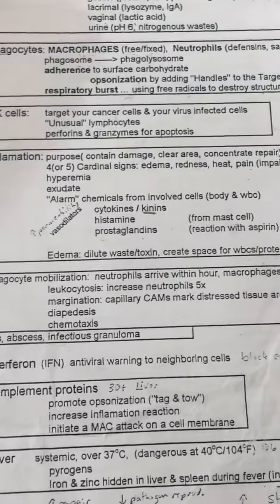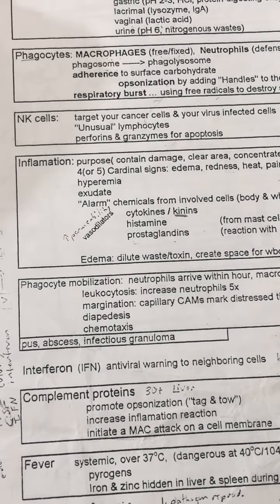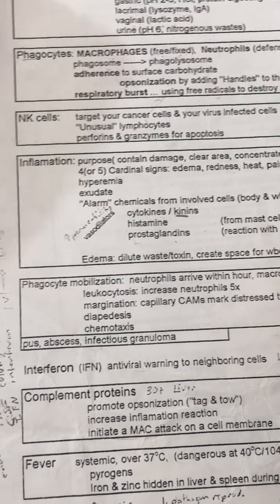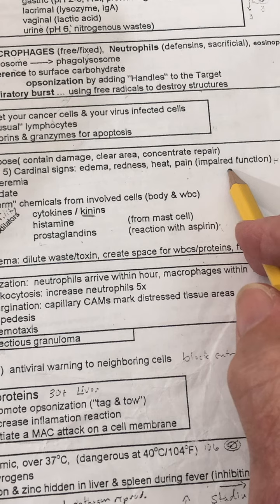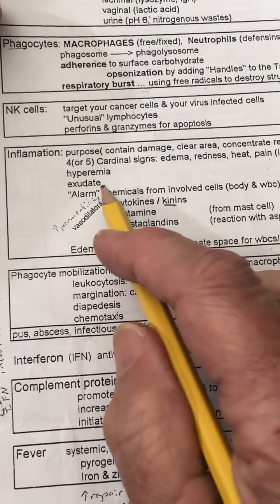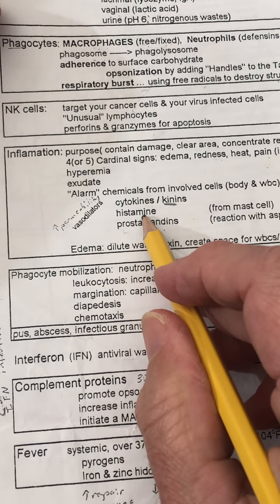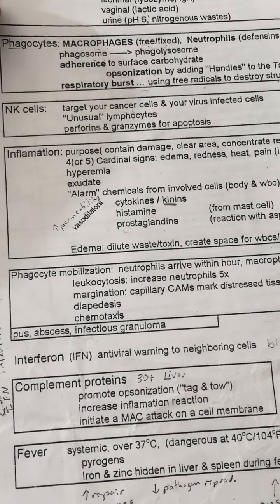So once again, inflammation, four cardinal signs. Again, edema, redness, heat, and pain. We explained that, but also impaired function. Vocabulary terms such as hyperemia and exudate, cytokines, kinins. Know the general function of histamine and prostaglandins.